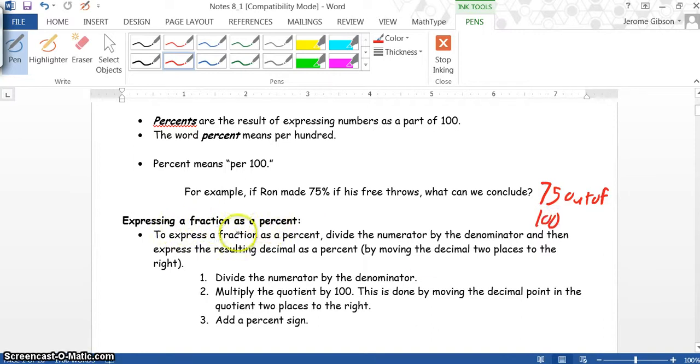Express a fraction as a percent. To express a fraction as a percent, divide the numerator by the denominator and then express the resulting decimal as a percent by moving the decimal 2 places to the right. Step 1: Divide the numerator by the denominator. Step 2: Multiply the quotient by 100. This is done by moving the decimal point in the quotient 2 places to the right. Step 3: Add a percent sign.